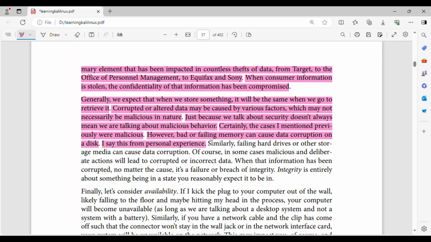I say this from personal experience. Similarly, failing hard drives or other storage media can cause data corruption. Of course, in some cases malicious and deliberate actions will lead to corrupted or incorrect data. When that information has been corrupted, no matter the cause, it's a failure or breach of integrity. Integrity is entirely about something being in a state you reasonably expect it to be in.